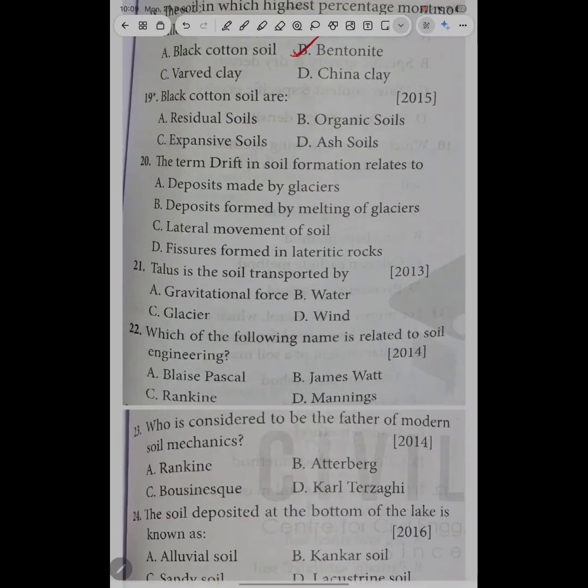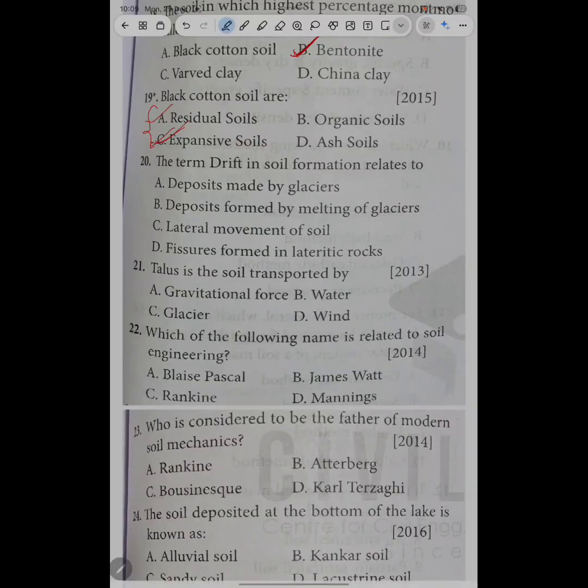Next question: black cotton soils are residual soils, organic soils, ash soils, expansive soils. So black cotton soils are expansive soils and residual soils. Both are correct. Black cotton soils are residual soils as well as expansive soils.